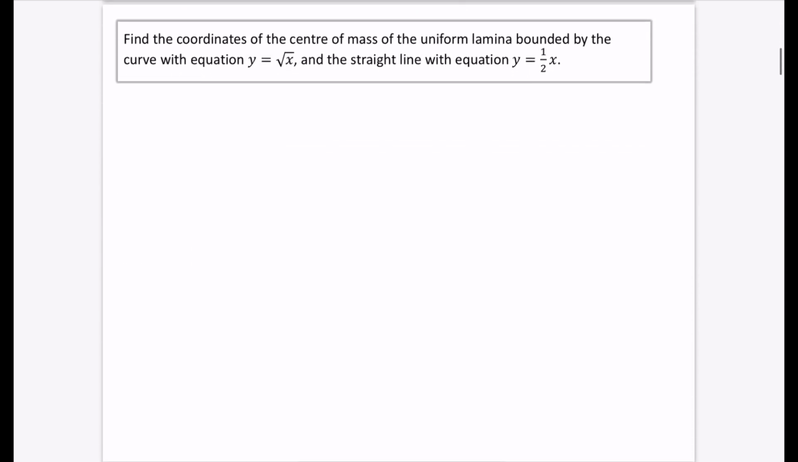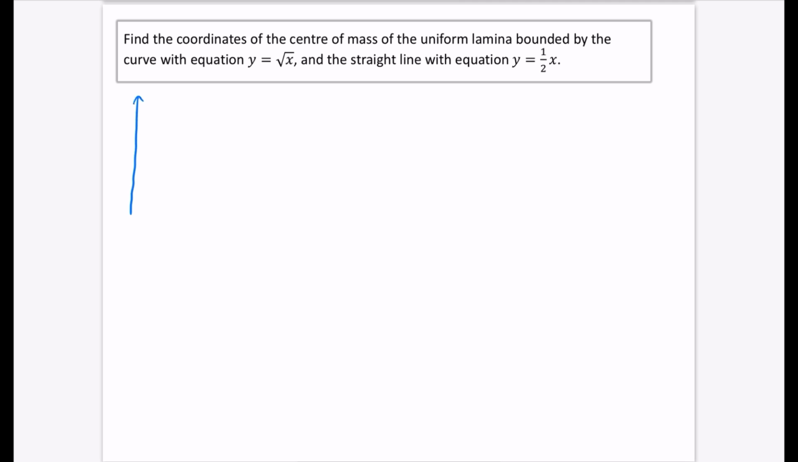Okay? So let's now try a different question where we're going to have to be a little bit more careful about the way that we use our formulae and how we might adjust the way that they're going to look. So it says find the coordinates of the centre of mass of the uniform lamina bounded by the curve with equation y equals root x and the straight line with equation y equals half x.